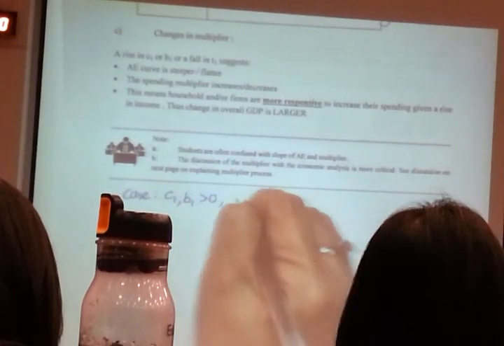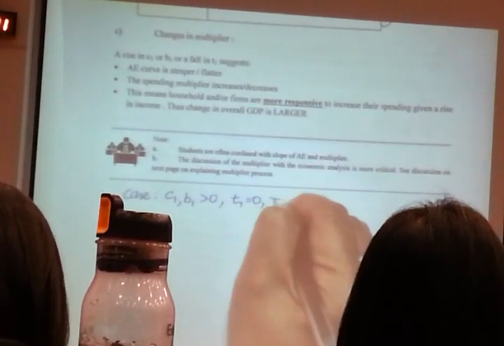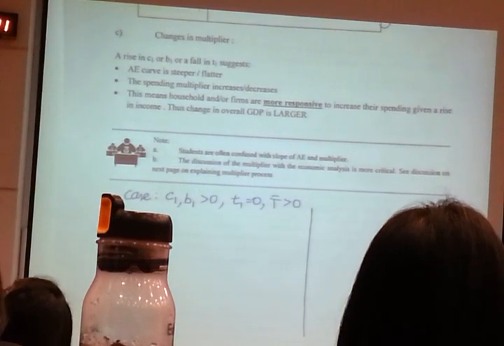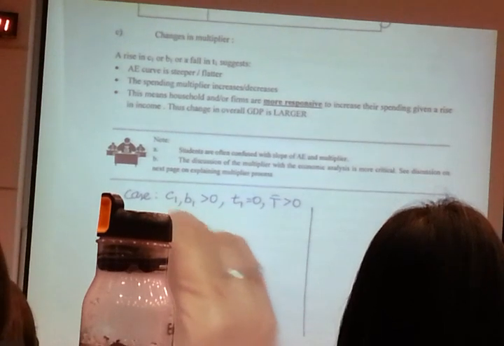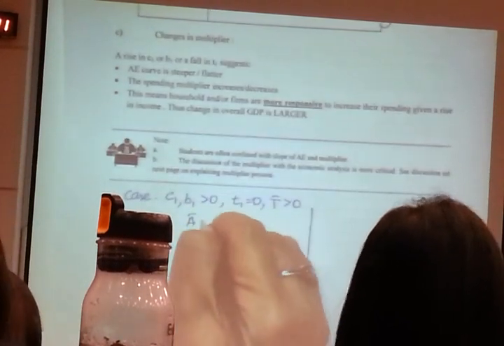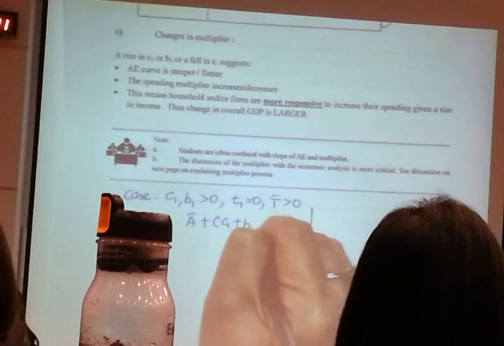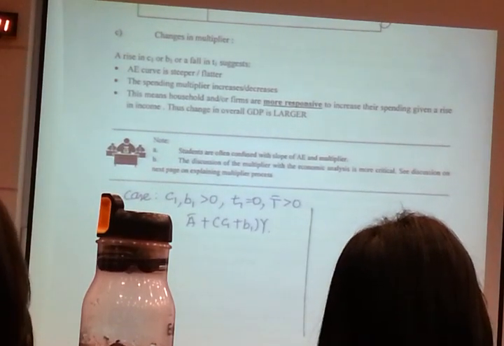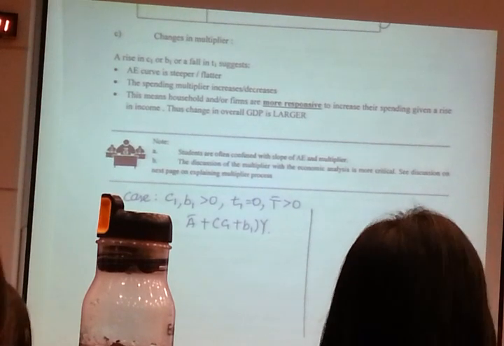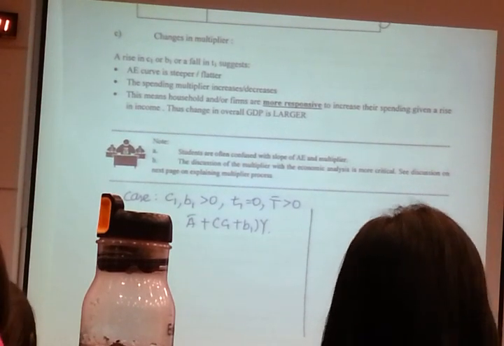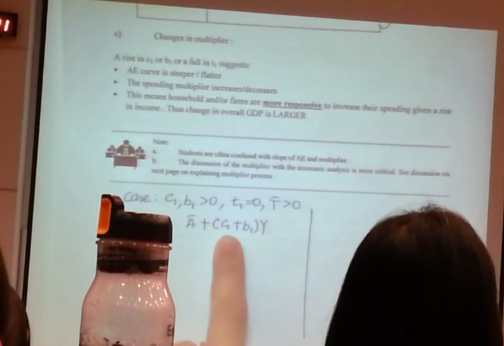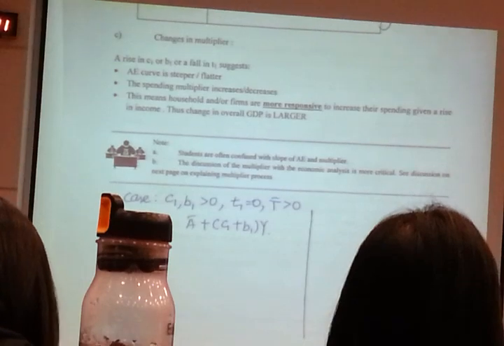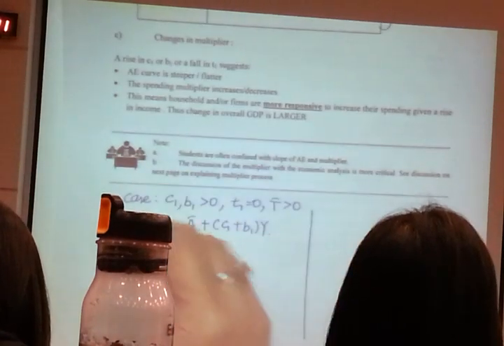B1 positive. Okay, let's keep our lump sum tax. So our AE was A bar plus C1 Y plus B1 Y. Right, this is what we did in page 5 exercise. Okay, and you discussed AE is steeper because it has C1 and B1. Of course, we can put B2 as 0, I'll just skip.